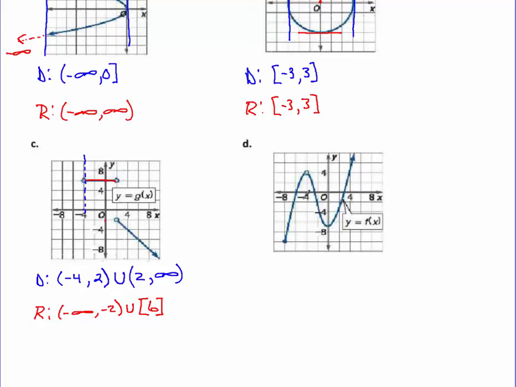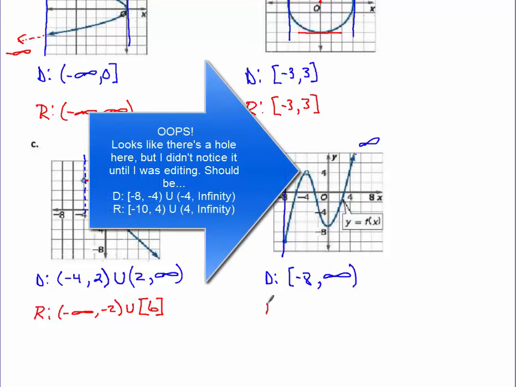Now we're going to do the last one. Okay, we see it starts right here. So its domain goes from here to infinity. So our domain is -8, includes -8 because it's bubbled in, to infinity. And our range, well, we start at the lowest point on the graph, which is -10. And it goes all the way up to also infinity, going up, because that's what the arrows do.